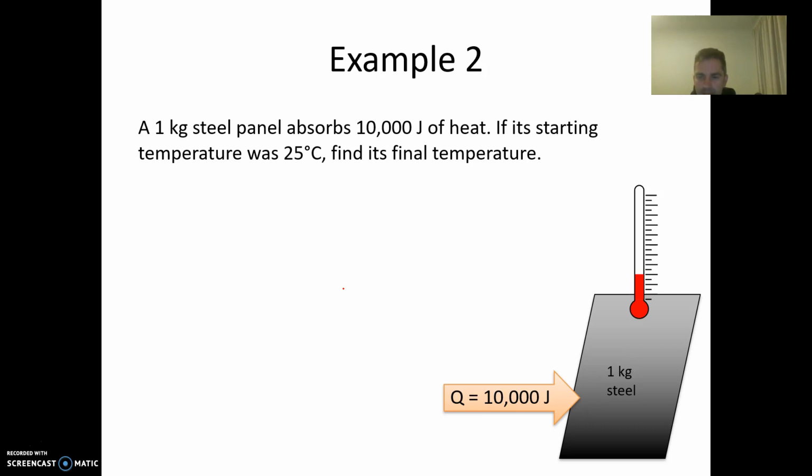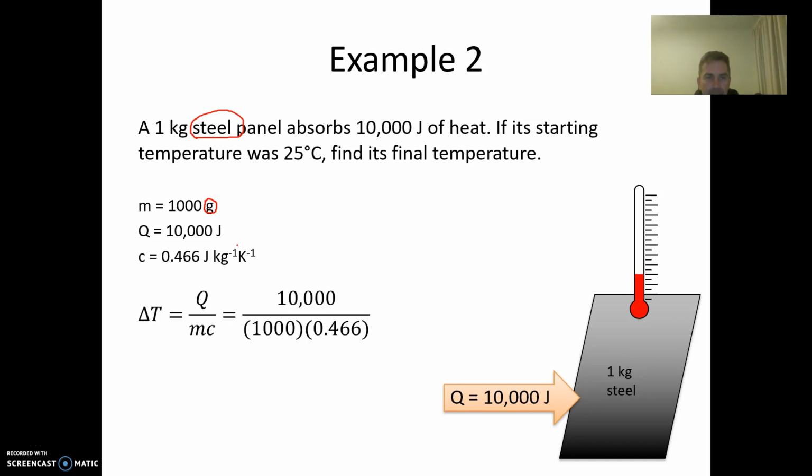Well, let's start again by writing down what we already know. So we know that the mass is a kilogram, which is 1,000 grams. Remember, for these questions, you do need to put everything in grams, not kilograms. The heat absorbed is 10,000 joules. So we'll write that down. The specific heat capacity for steel, so we've been told the material, I just looked that up on the table, is 0.466 joules per kilogram per Kelvin.